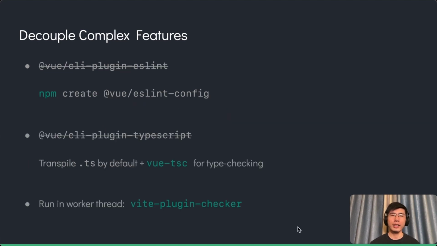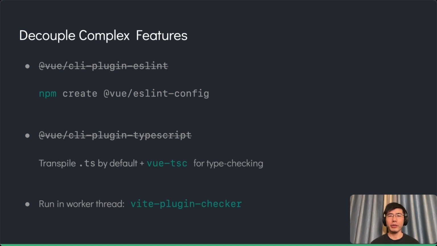Okay, now let's take a closer look at each of the core Vue CLI plugins and see what we've got in the Vite ecosystem. First, let's start with the ESLint plugin. The ESLint plugin was used to help users configure ESLint in their projects and lint the files during project compilation.